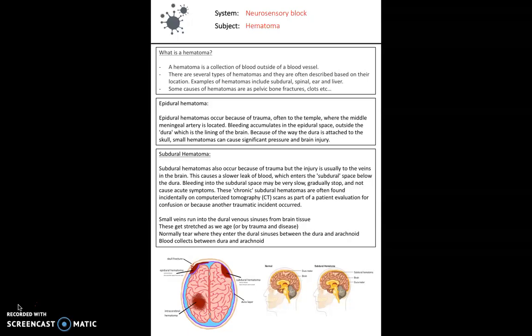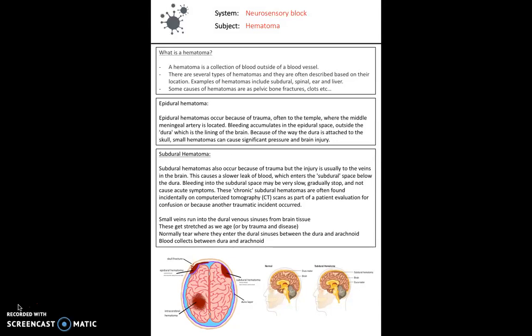Next, we have a hematoma. You can subcategorize these into subdural and epidural as the main two that you need to know about. A hematoma in general is a collection of blood which is outside the blood vessel, so it shouldn't be there. It should obviously be inside the blood vessel, but a rupture of some kind has caused this to happen.